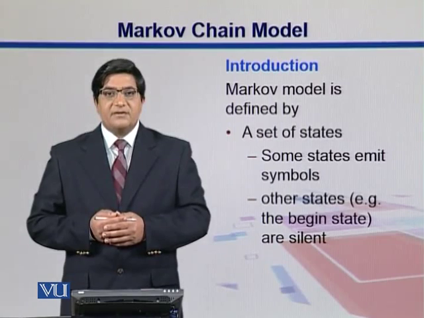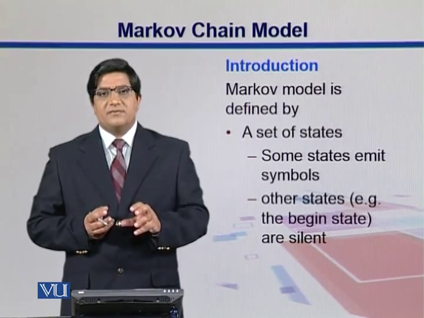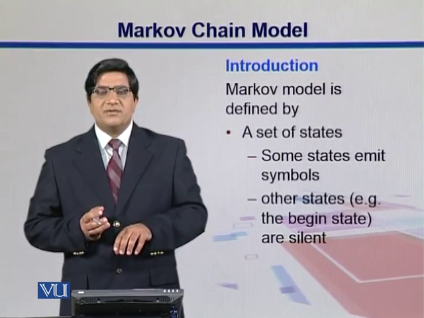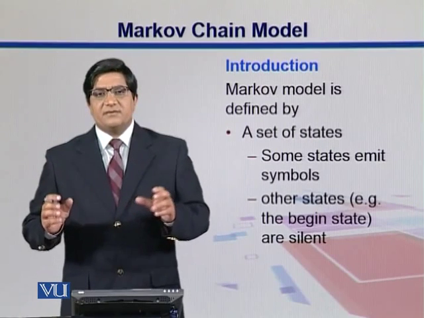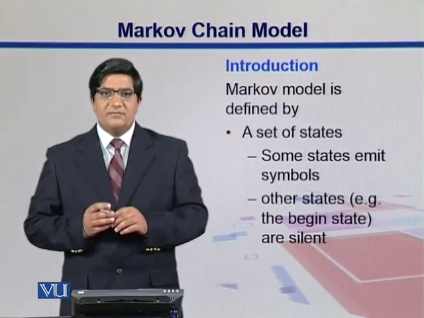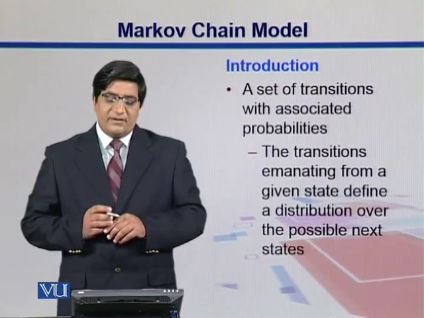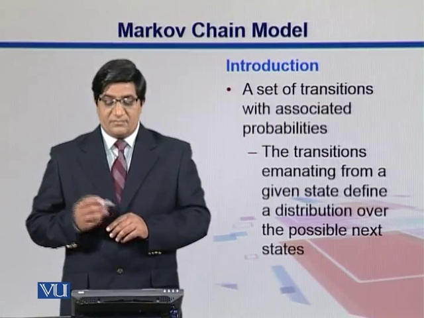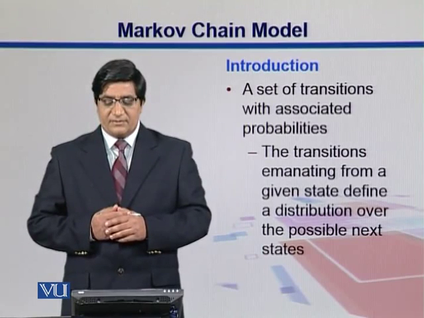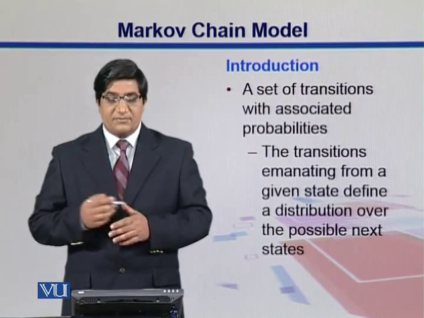Some states are begin states, they are silent. Sometimes in our system we just model the initial state, which is just a silent state. The system can start from anywhere, there is no symbol. To draw those begin and end states, we just simply put them in our models, but sometimes we can skip that. Then in addition to that, we have a set of transitions with some associated probabilities, and these transitions from a given state actually define a distribution over the next possible states.